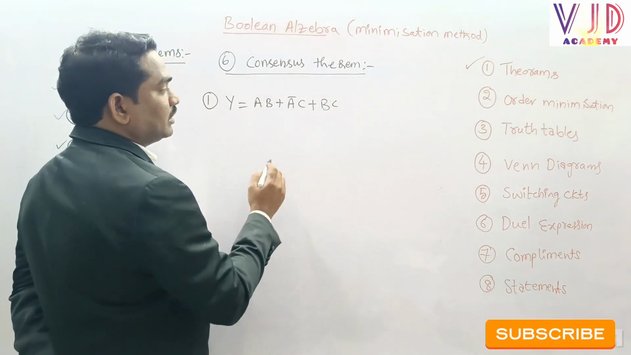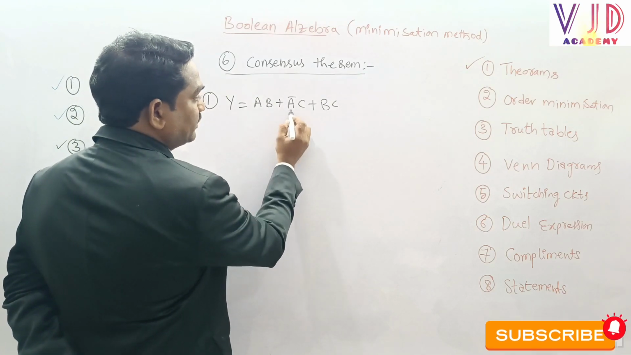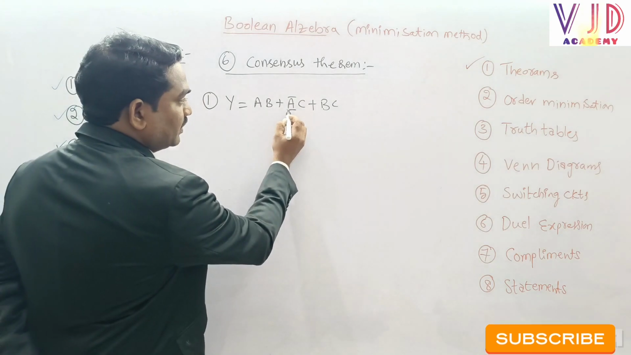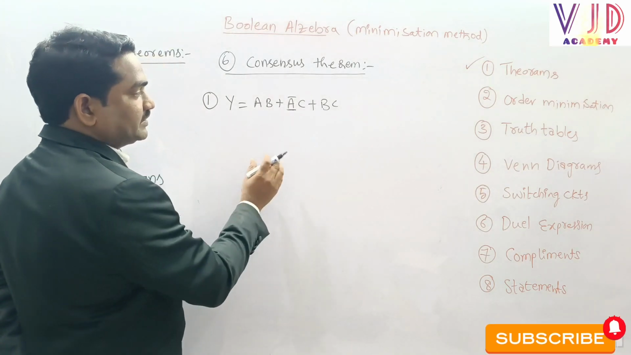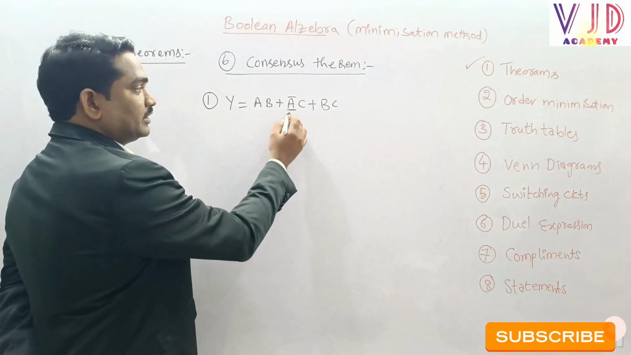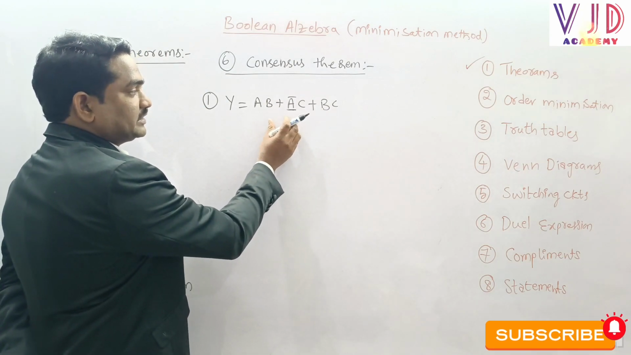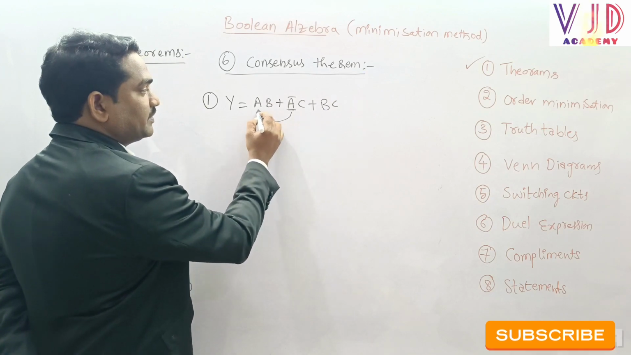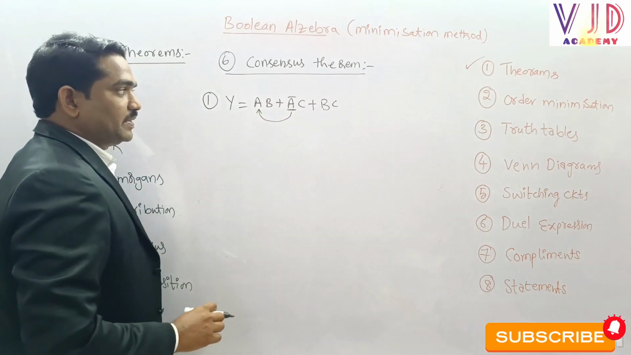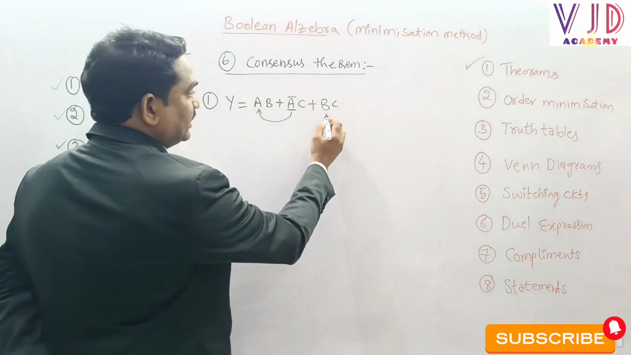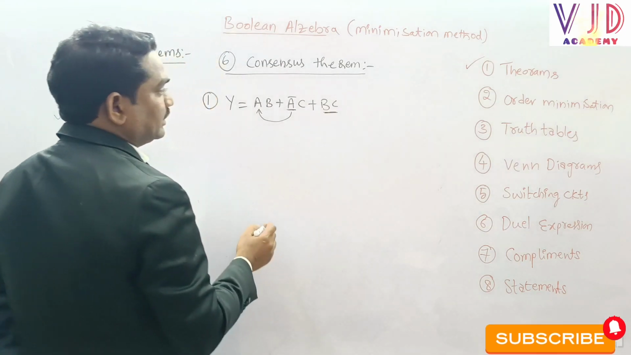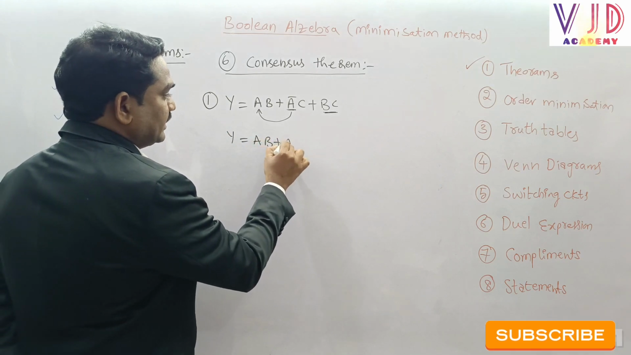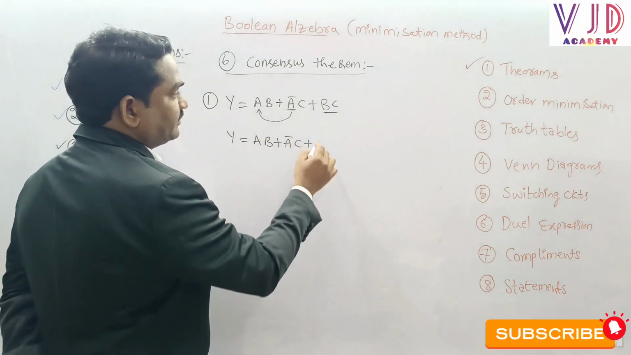Here we just need to look at the complementing term. Here the complementing term is A bar, so we need to identify what its corresponding term is. Here A bar C, plus the corresponding term here is AB, and now the remaining term is BC. Sir, here BC, in y equal to AB plus A bar C plus BC, which we need.